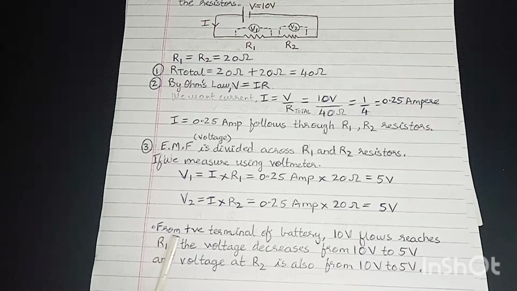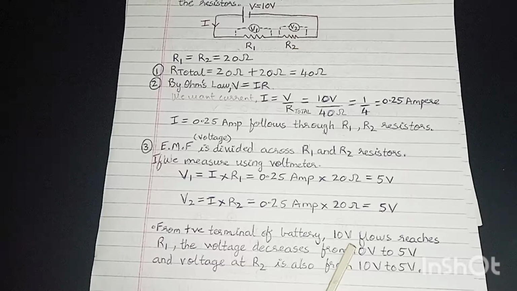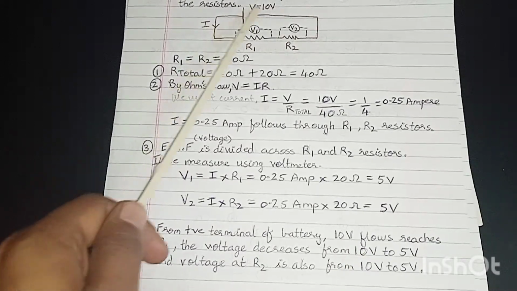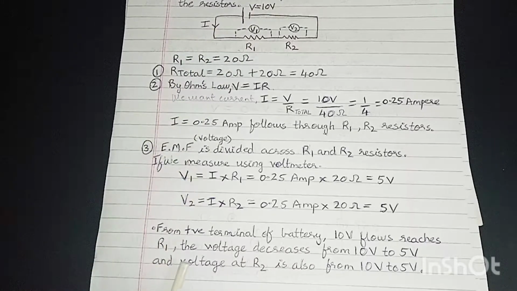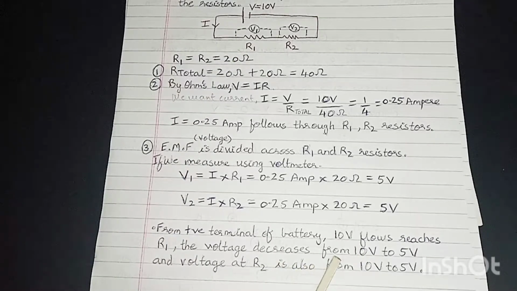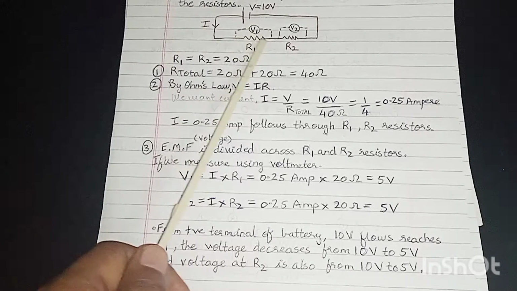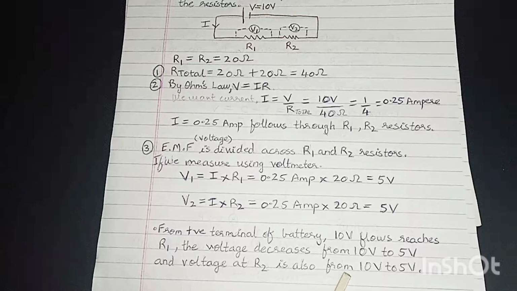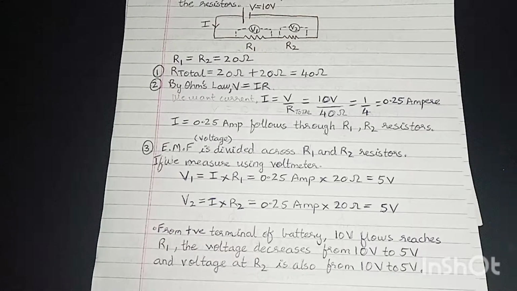So we have proved that from the positive terminal of the battery, the total voltage was 10 volts. When it reaches R1, the voltage gets decreased from 10 volts to 5 volts, and when it reaches R2, the voltage at R2 is also decreased from 10 volts to 5 volts.